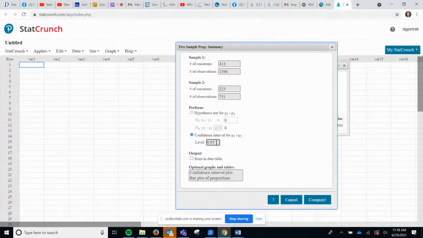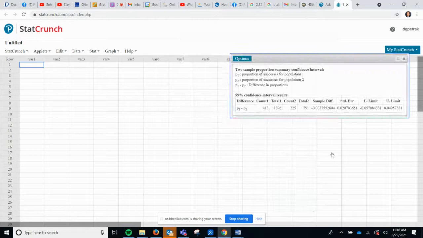So for the confidence interval, I'm just going to change that to 99% confidence and hit compute, and there it is. So we are 99% confident the true difference in proportions of women and men in their ability to overturn tennis calls is between negative 0.057 and positive 0.0495. Well, since 0 is in there, it's definitely possible that there is no difference. So this really verifies that our sample data backs up the idea that there's really no difference between men and women with their ability to get calls overturned, or the proportion of calls overturned.